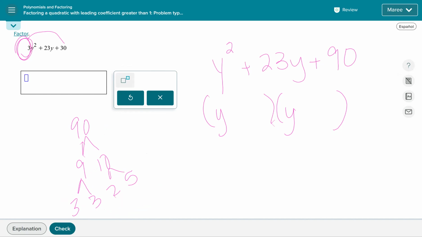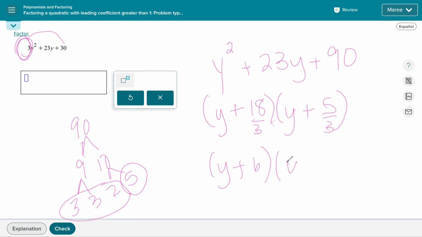How about 5 times 9? That is going to be too high. Oh, how about 2 times 9? How about 18 plus 5? Oh, that'll work. So we have plus 18 plus 5. Then what you do is you take your 3 and you divide both of these by 3. Okay, so this is going to be 18 divided by 3 is 6. So you're left with y plus 6.